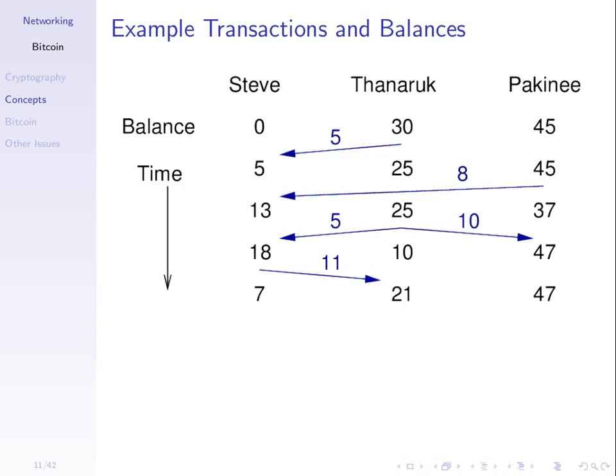What if I want to create a transaction to pay Pakini 10 units, 10 baht, whatever? What happens? What does a bank do? If at the next step I try to transfer 10 to someone, the bank or the system would prevent that from happening. It would reject the transaction because I only have a balance of 7. If I try to transfer 10 to someone else, the banking system will reject that transaction.